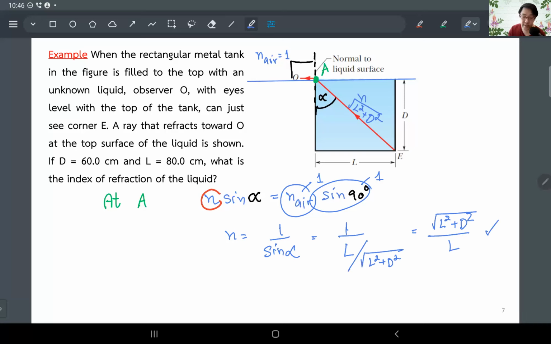And to guarantee that this is a good answer, this number is larger than 1, as expected. Every time that you finish the calculation, if you end up with an n smaller than 1, something must be wrong. That's guaranteed. Because n has to be either 1, which is only in air or vacuum, or larger than 1 in other materials. So this checks out really well.